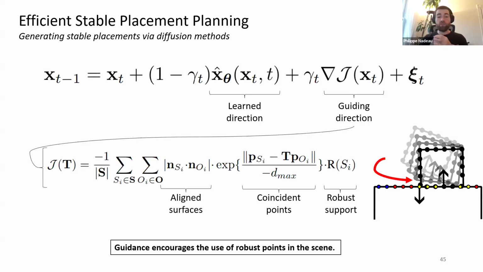In the context of object placement, the guidance direction can be used to encourage the use of robust supports to hold the object. So here we define the guidance direction as the one to follow to maximize an objective function that favors the object points being supported by robust points in the scene. So here again, the assembly robustness that I defined previously is used in the context of learning-based placement planning.